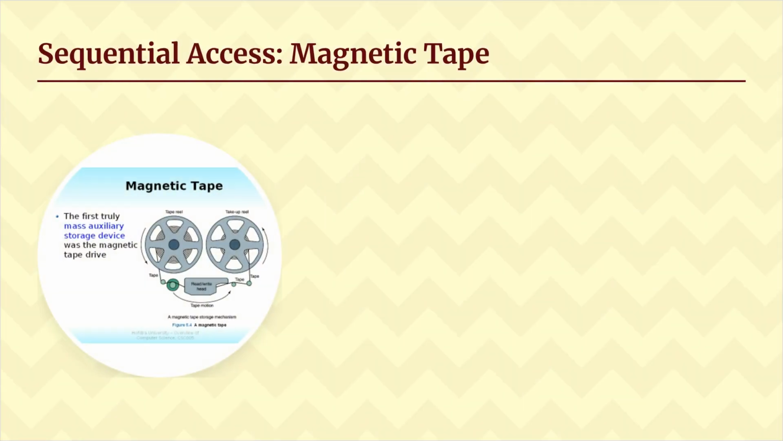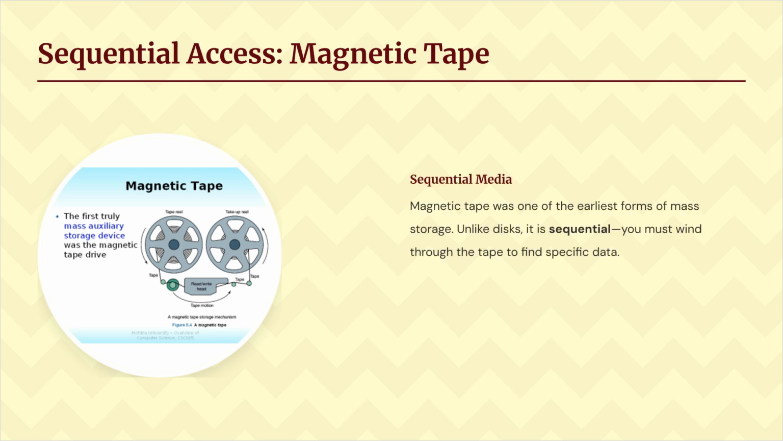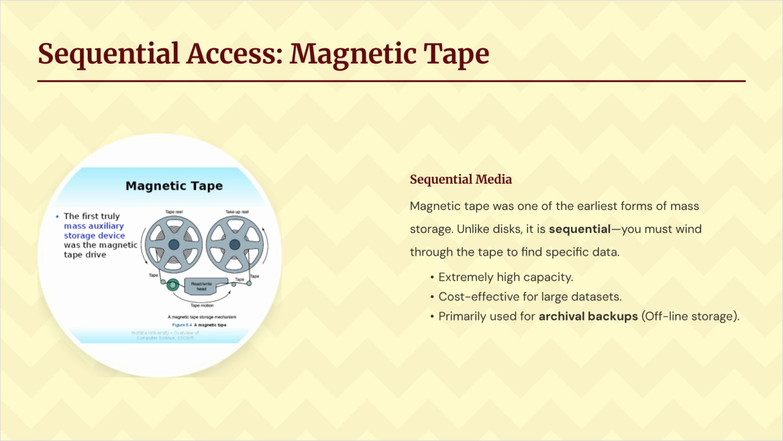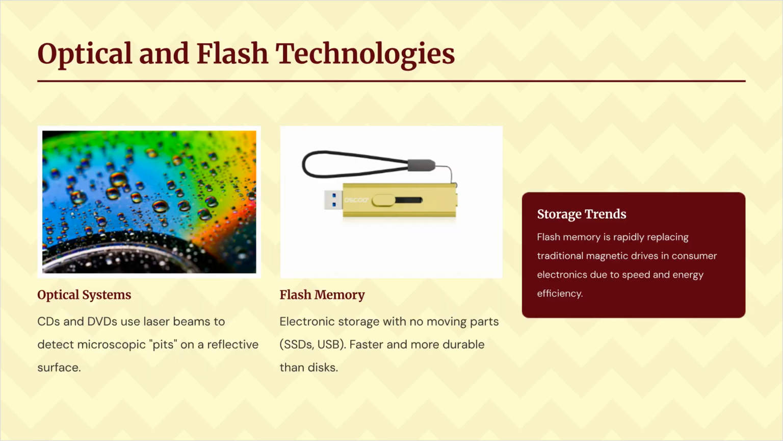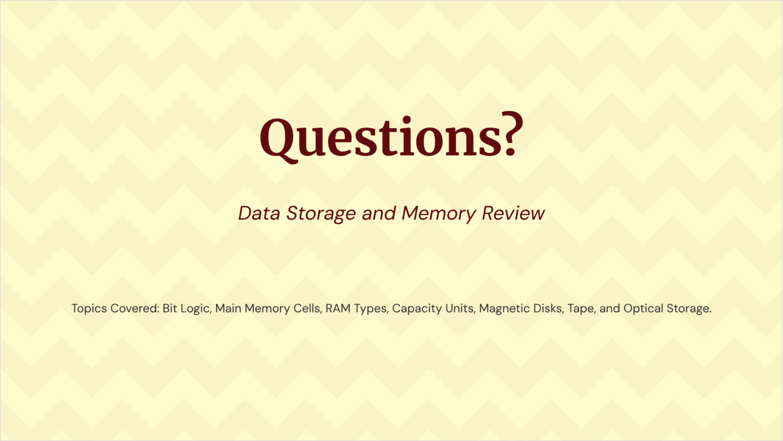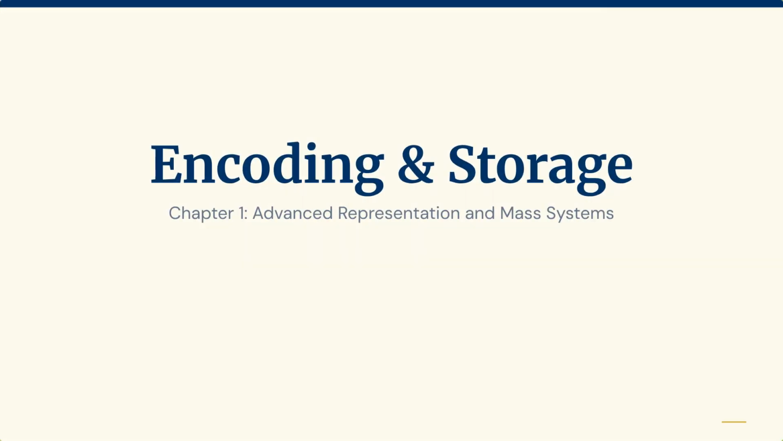Magnetic tape offers high capacity and is cost-effective for large datasets, though it provides sequential access, making it primarily useful for archival offline storage. Optical systems like CDs use lasers to read pits on a surface. Meanwhile, flash memory, found in SSDs and USB drives, is replacing magnetic drives due to its speed and efficiency. This concludes our review of data storage and memory, covering everything from bit logic and RAM types to various mass storage technologies. We will now begin the first chapter on advanced data representation and mass systems, starting with how data is encoded and stored.